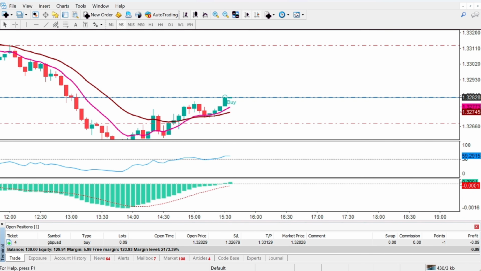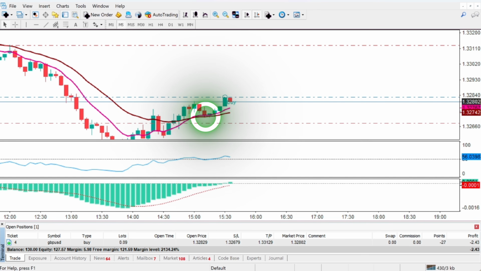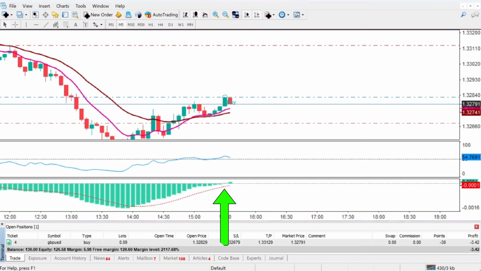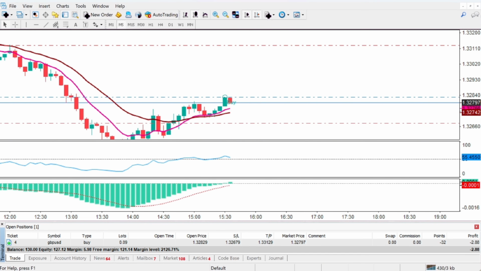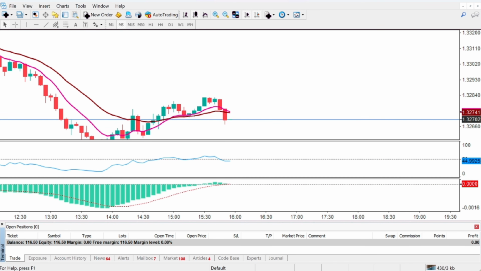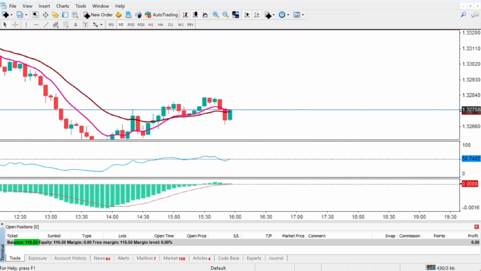Alright, trade 4, and the setup was again a textbook signal for a buy: 9 EMA above the 21 EMA, RSI comfortably above 50, MACD showing bullish momentum. So the same routine. I followed the rules without tweaking anything. I entered a buy at 1.32829, stop loss 15 pips below, and take profit 30 pips above. And yeah, this one lost too. Another clean stop out. Balance drops to $116.50, which means 2 back-to-back losses now.